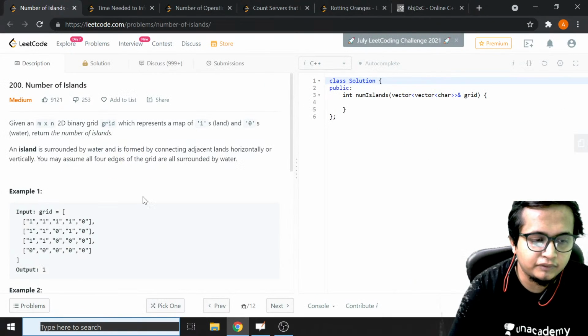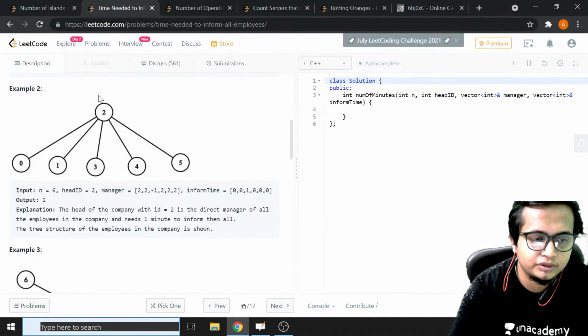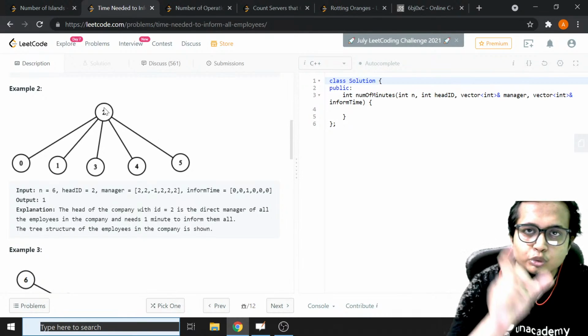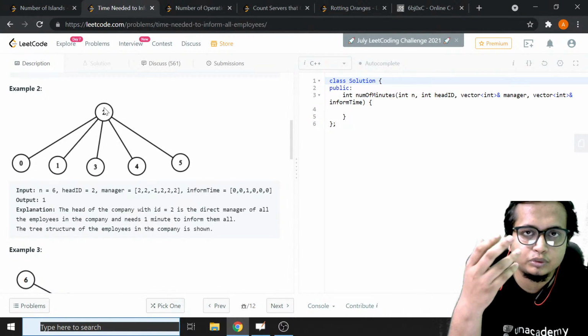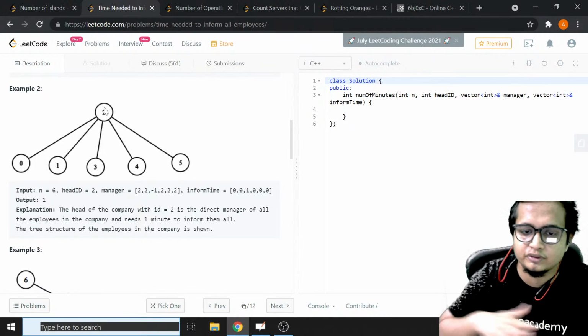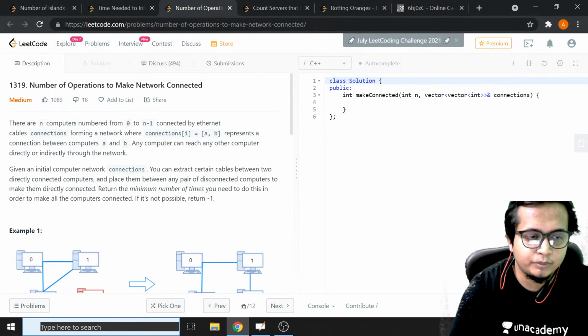So first is the number of islands problem, which is a very standard problem. Then time needed to inform all employees. So this is actually a tree, and suppose 2 is the manager. Someone has to announce something to all of its children nodes. Then what would be the maximum time taken? Then we would be solving this problem, which is a very simple problem.